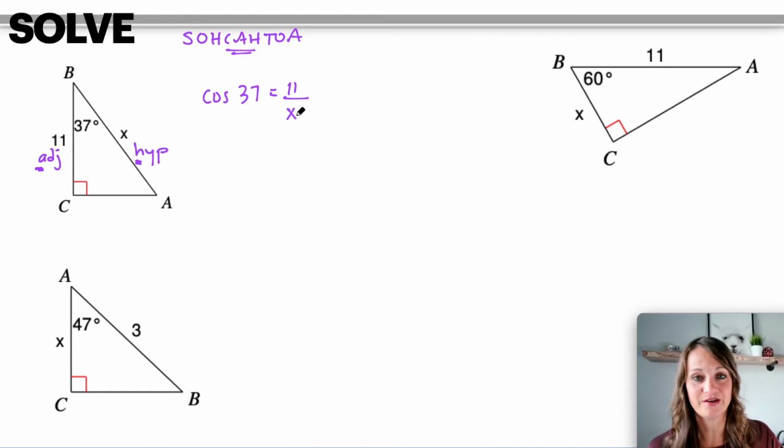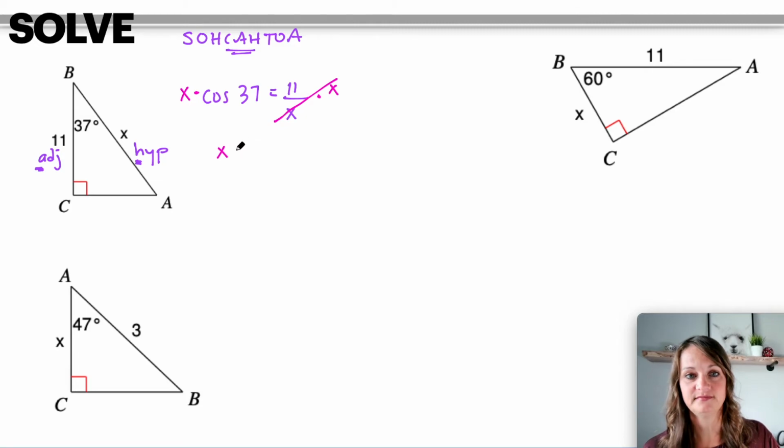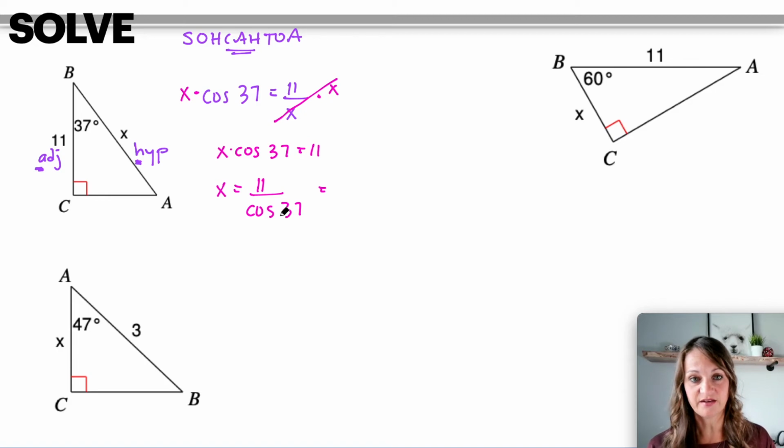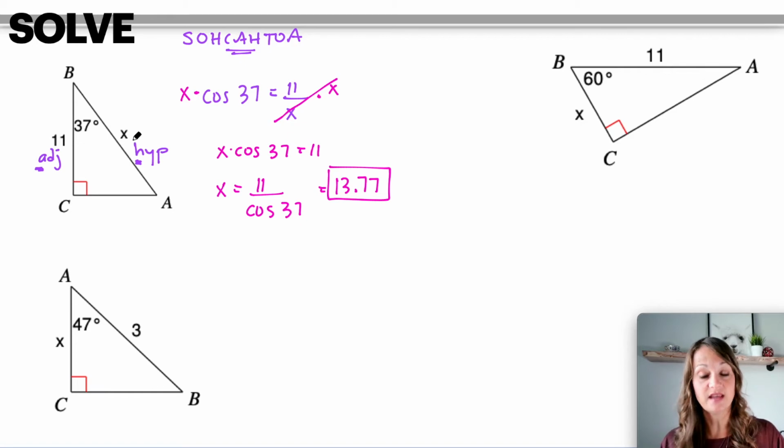We do not like denominator variables, so therefore I need to multiply both sides by my denominator so that I will get x out of the denominator. And now we have x times some number, so all we have to do is just divide. So we'll get 11 divided by cosine of 37. And if you put that entire thing in the calculator, you will get 13.77. And so therefore, x, the hypotenuse, represents 13.77.